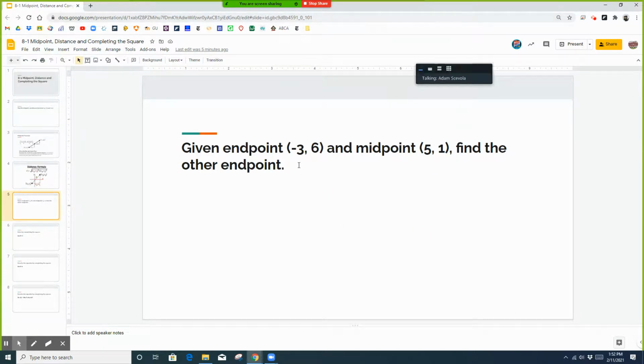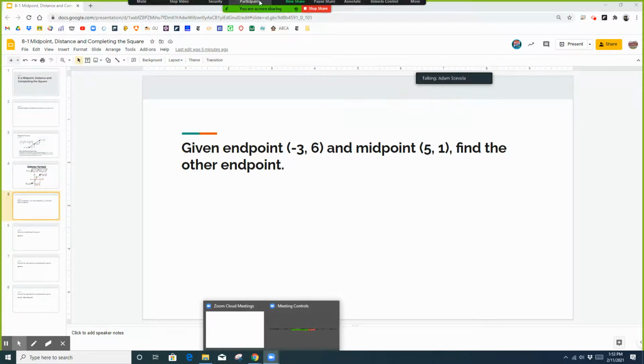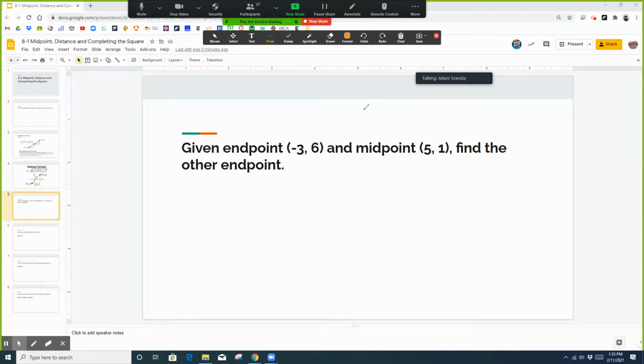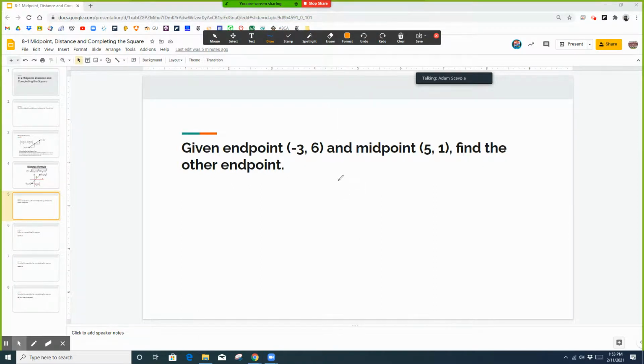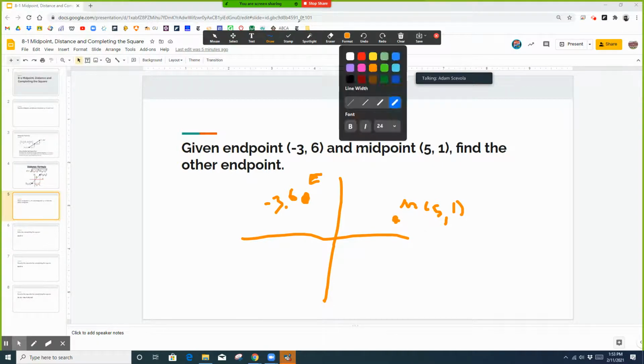All right, and then one other thing you should know how to do, which you probably did in geometry, is given an endpoint and a midpoint, find the other endpoint. You could use the formula and do it algebraically, but I think this is easier. So if this is an endpoint, I'll call that E for endpoint. And then this would be a midpoint, 5, 1. Okay, so that's that point, and that's the other point. So we have to find the other endpoint.